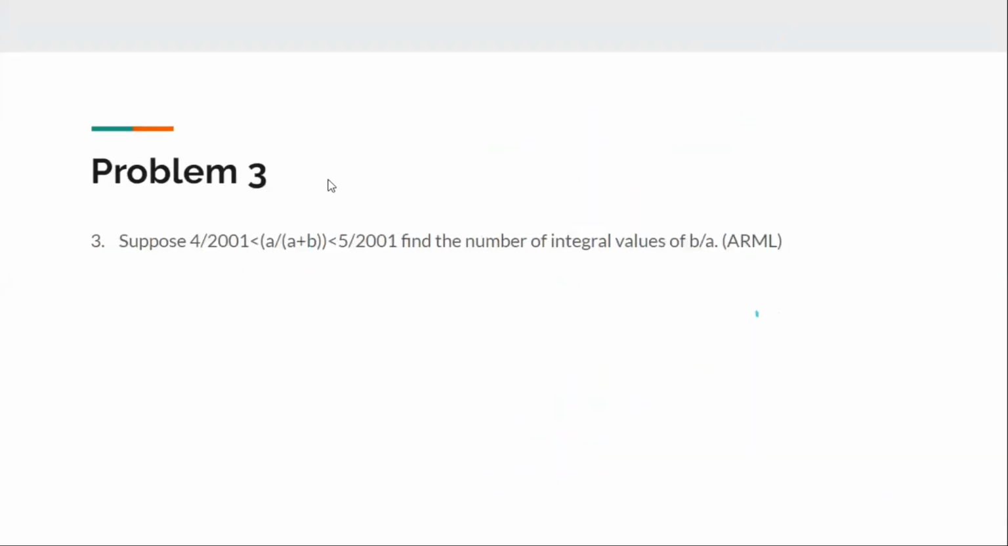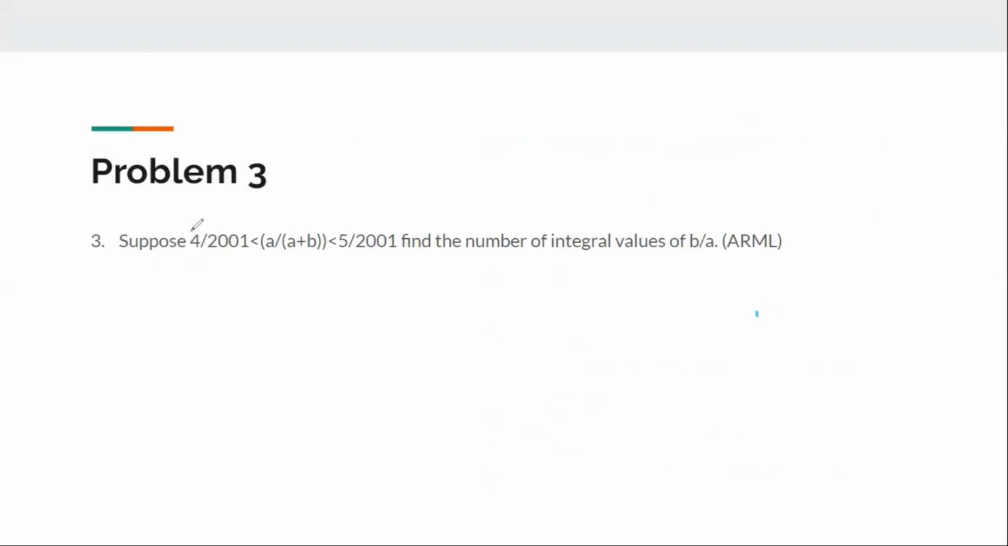Okay, so this one's kind of hard because it's from Armel, but it says, suppose 4 over 2001 is less than a over a plus b, in parentheses, and that is less than 5 over 2001. Find the number of integral values of b over a. Okay, so once you notice one small thing, this problem becomes really easy. What we can do is you can simply just flip it.